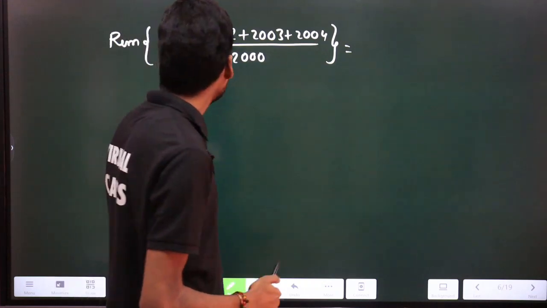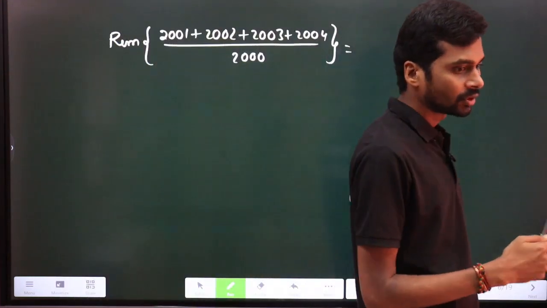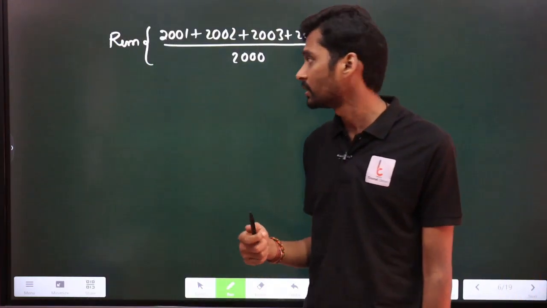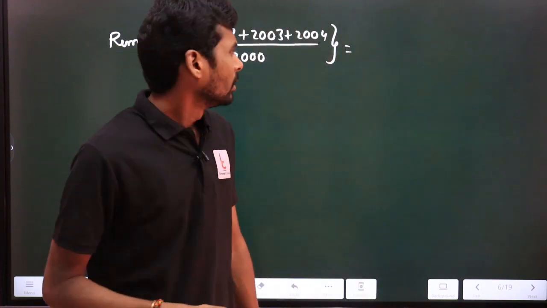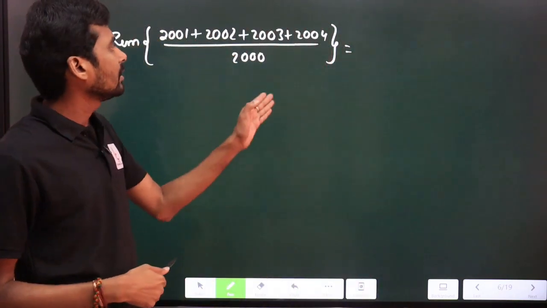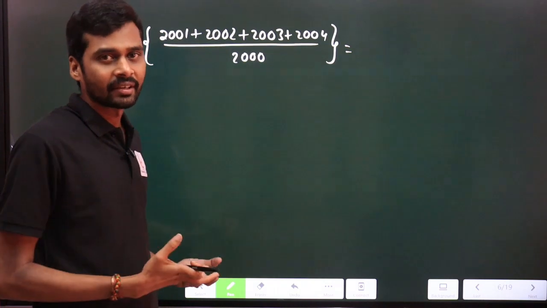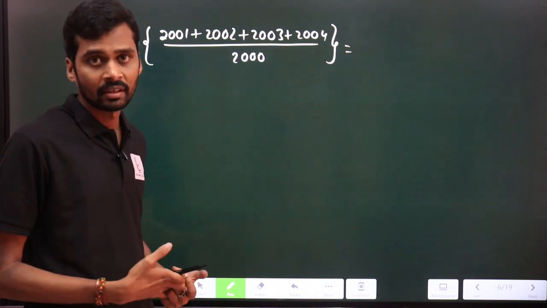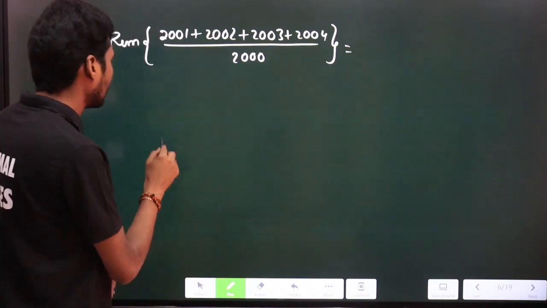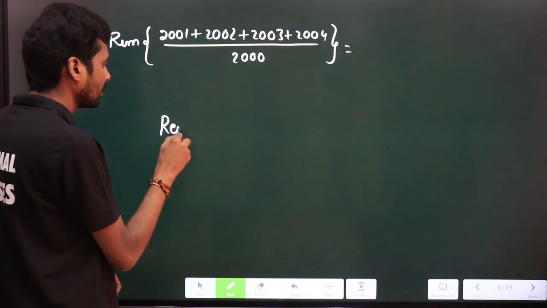Okay, so what is the remainder we'll get when 2001 plus 2002 plus 2003 plus 2004 is divided by 2000? For that you can add the numbers and then divide, but it is not necessary. There is a theorem and a concept related to remainders.